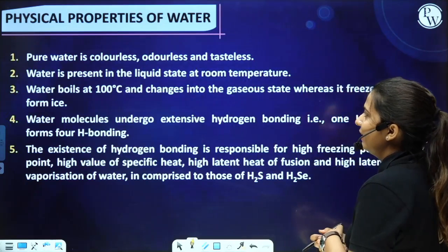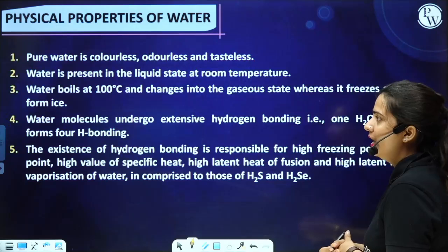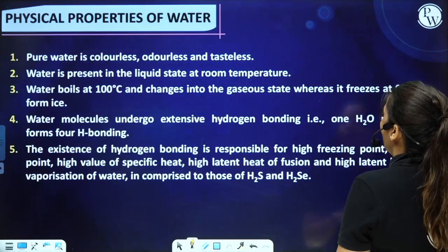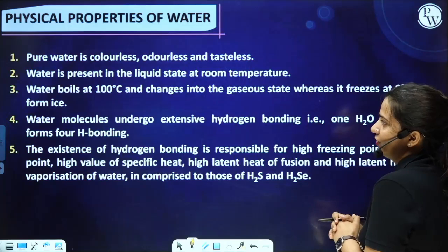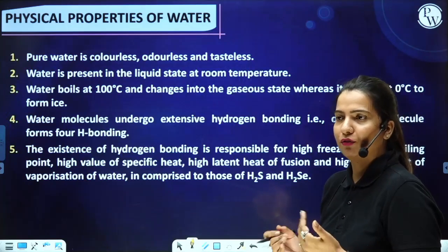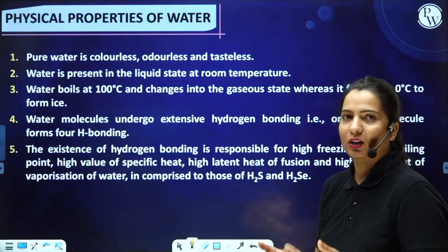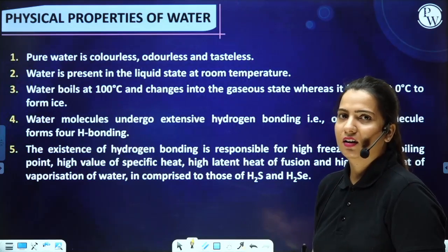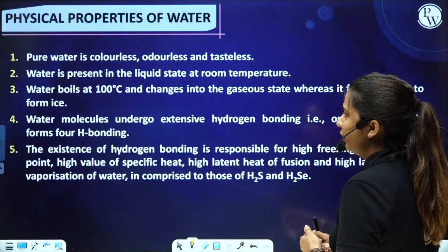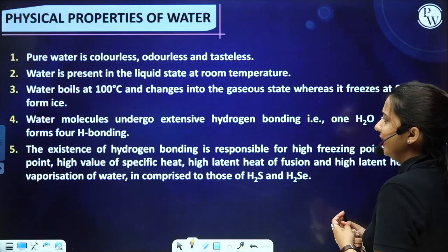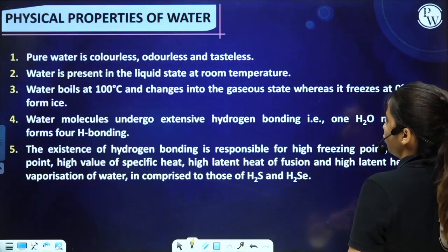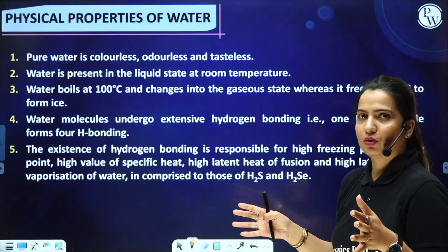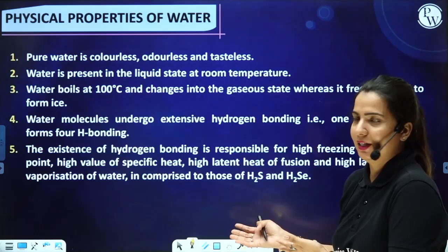Water is present in the liquid state at room temperature. Water boils at 100 degrees Celsius and changes into the gaseous state, whereas it freezes at 0 degrees Celsius to form ice. We know the freezing point and the boiling point of water because we have studied the chapter Solutions. There it is mostly used, okay? Water molecules undergo extensive hydrogen bonding. One H2O molecule forms 4 hydrogen bonds, right? They have very extensive hydrogen bonding, and I'll explain it afterwards, okay?